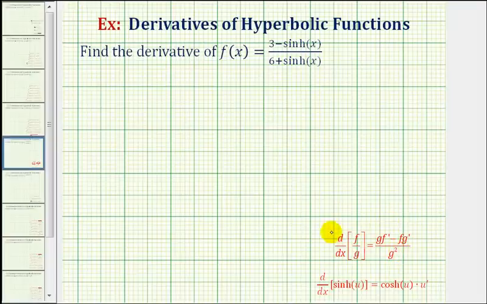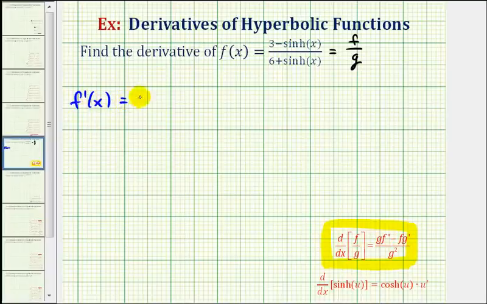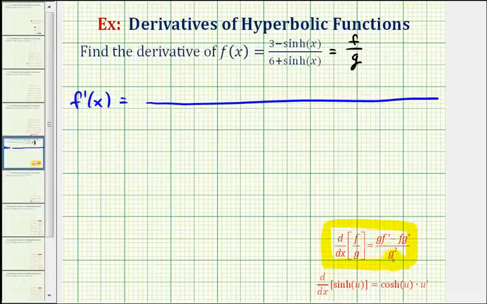So looking at our derivative formula, the numerator will be equal to function f, and the denominator will be equal to function g. So let's start by setting up the quotient rule. F prime of x is going to be equal to, well, notice how the denominator is just the denominator squared, so our denominator would be 6 plus hyperbolic sine x squared.